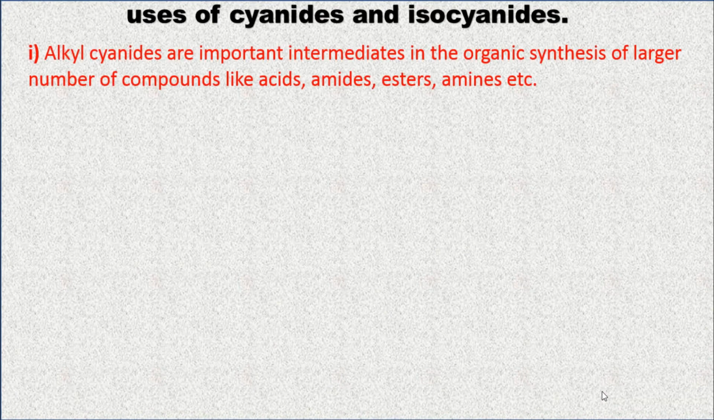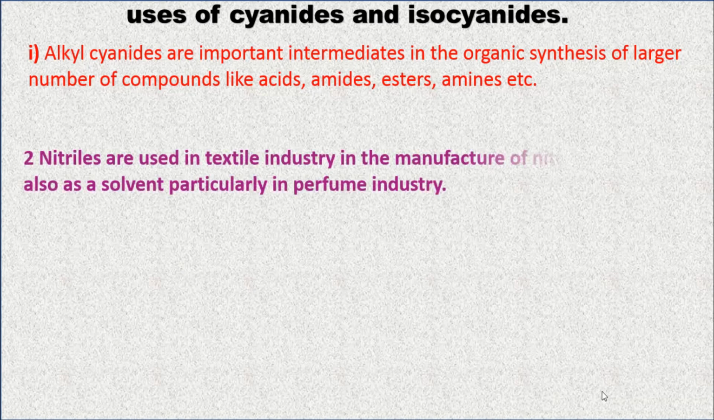Next one is the uses of cyanides and isocyanides. Alkyl cyanides are important intermediates in the organic synthesis of a large number of compounds like acids, amides, esters and amines. Nitriles are used in the textile industry, in the manufacture of nitrile rubber, and also as a solvent, particularly in the perfume industry.